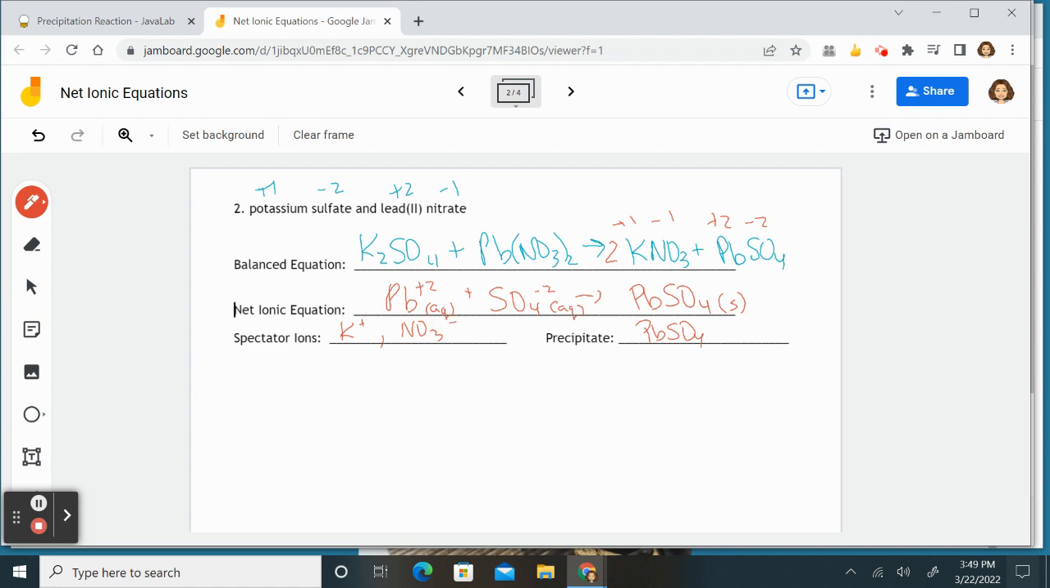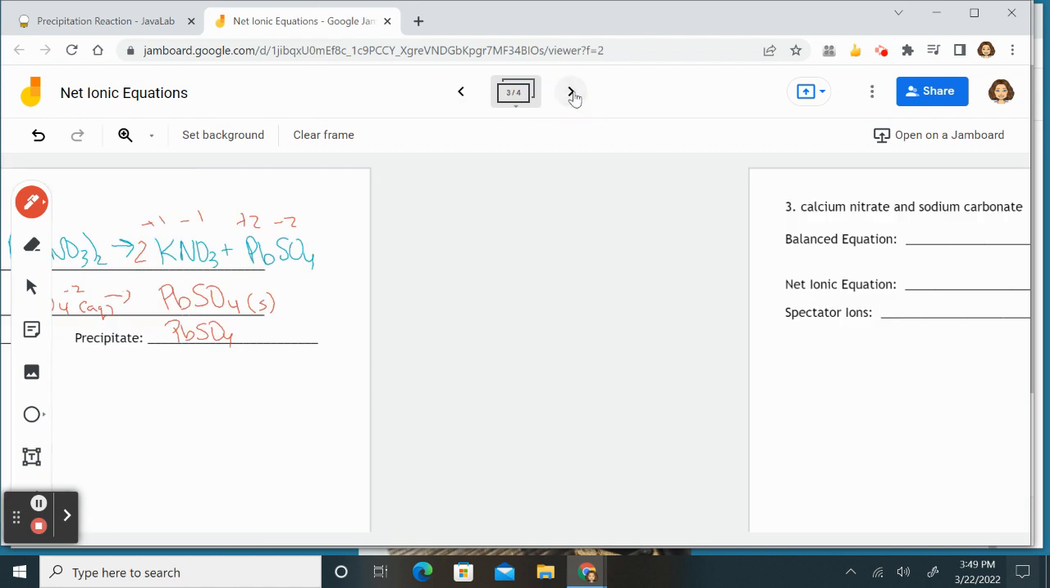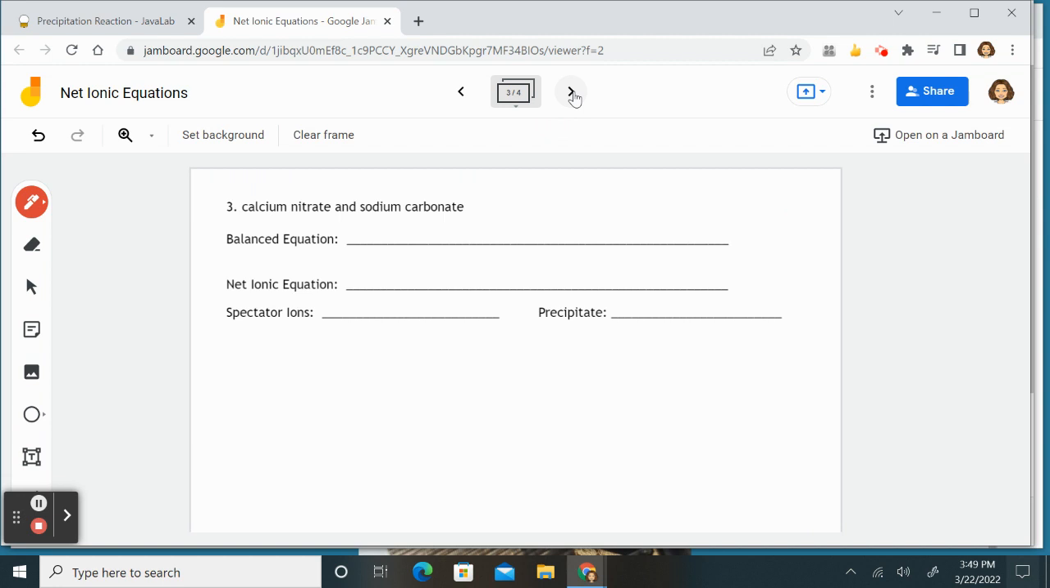All right, let's do one more together. We have calcium nitrate and sodium carbonate. So calcium is in group 2, it's plus 2. Nitrate's minus 1. So we get CaNO3, 2. And then we have sodium carbonate. Sodium is in group 1, so that's plus 1. Carbonate is minus 2, so we'll have Na2CO3.